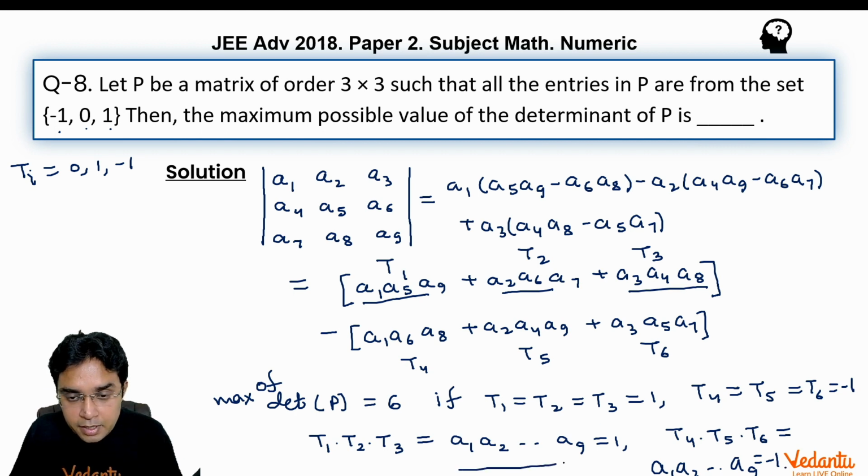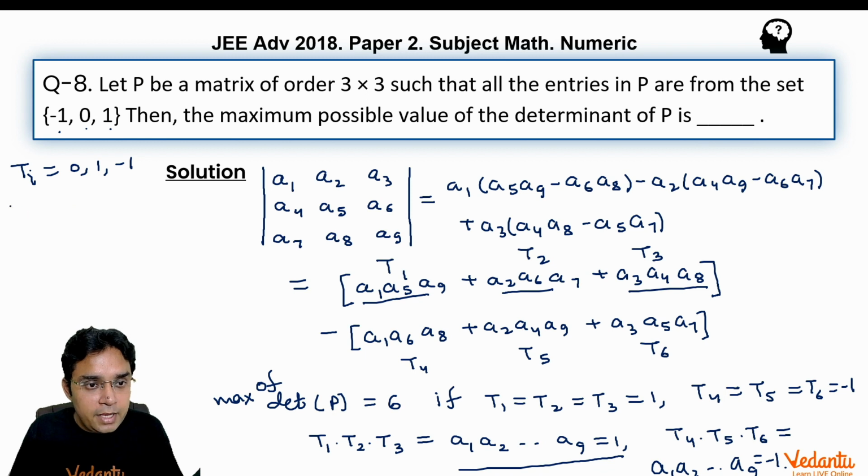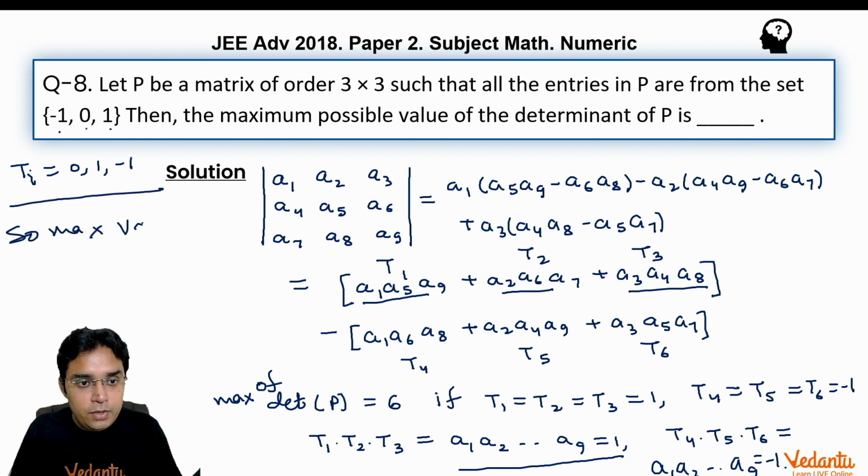We can see at once we are getting all elements their product to be 1 and in another case we are getting -1. So T1, T2, T3 equal to 1 and T4, T5, T6 equal to -1 simultaneously, it is just not possible. Okay, so we can say here, maximum value 6 not possible.